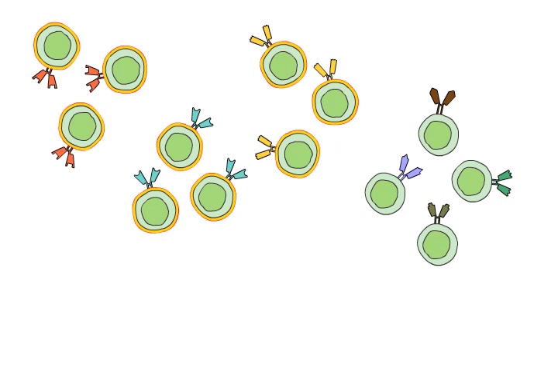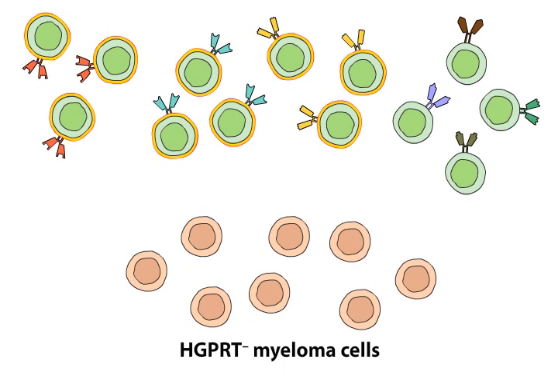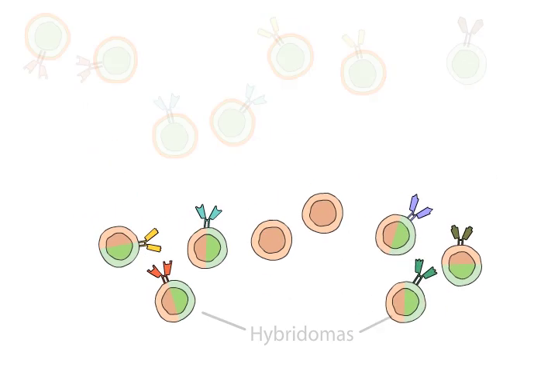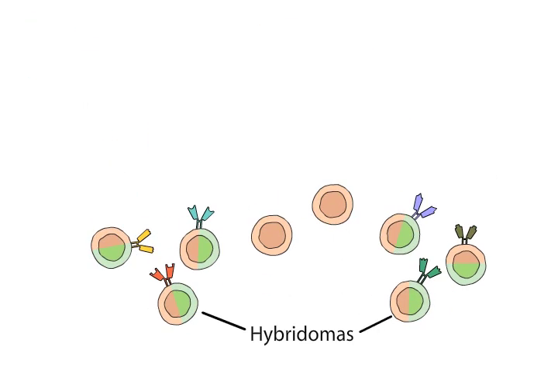To allow the spleen cells to grow indefinitely, they're mixed with HGPRT- mouse myeloma cells. Myeloma cells are immortal and will grow indefinitely in culture. They can also fuse with other cell types, creating hybridomas that are also immortal. HGPRT- myeloma cells are used for the hybridoma fusion.